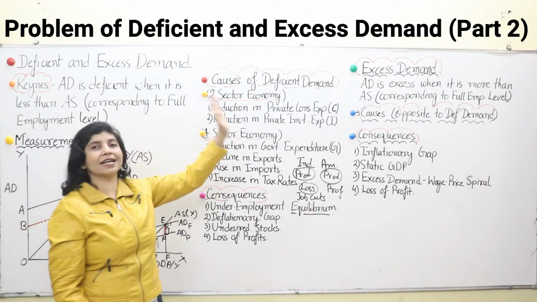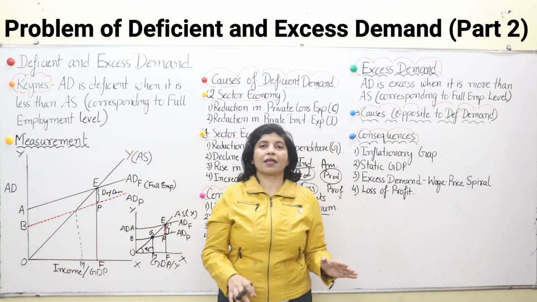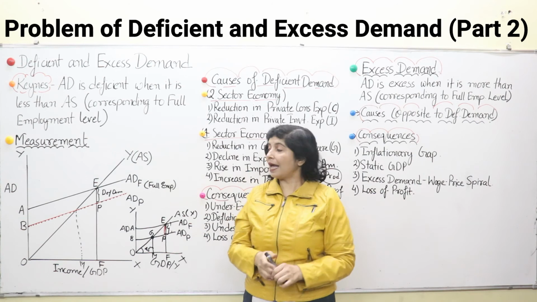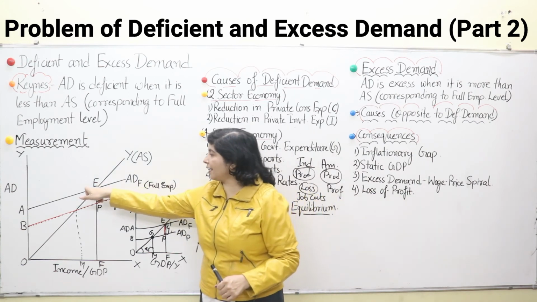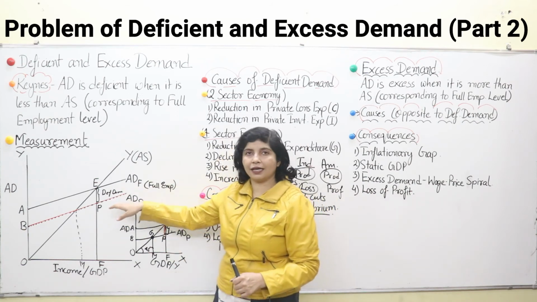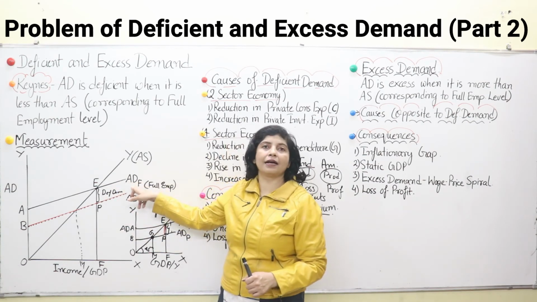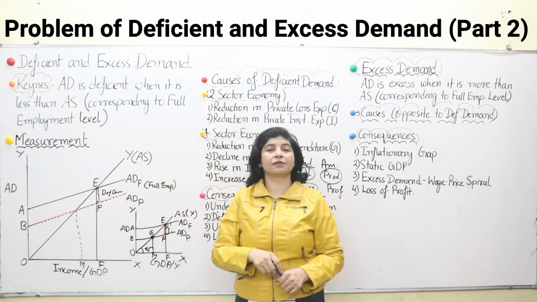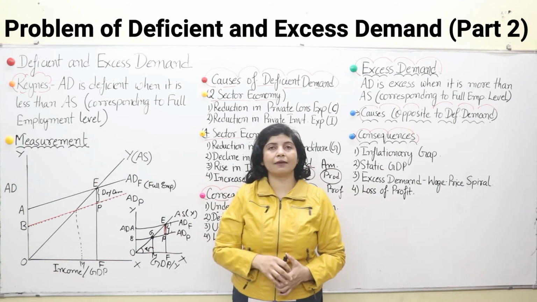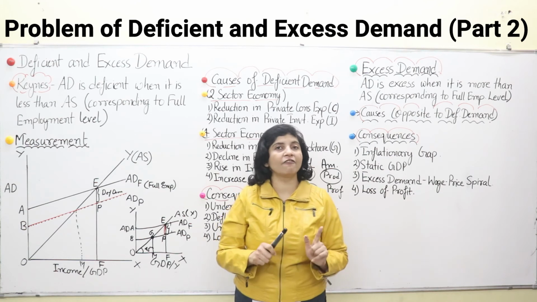Now we move on to excess demand. What is excess demand? See, when in any economy employment is very high, after full employment your excess demand occurs. E is the full employment level equilibrium, and when planned aggregate demand is below your full employment level aggregate demand, your deflationary gap occurs. And when it is above your full employment level aggregate demand, excess demand, surplus demand, will occur, and it will lead to an inflationary gap also.